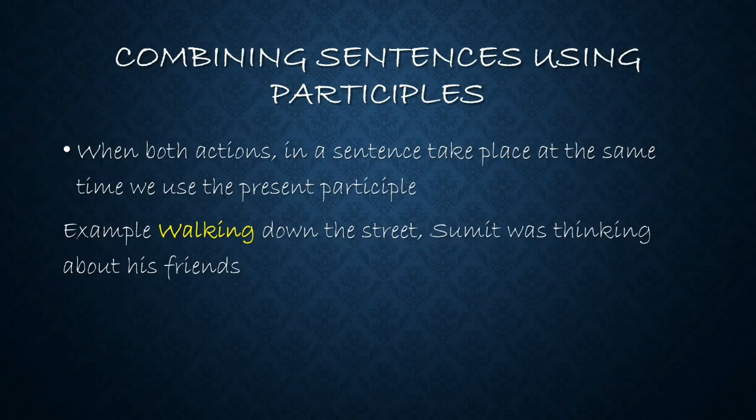The participles also, like infinitives, can be used for combining sentences. When both actions take place at the same time, then we use the present participle. For example, walking down the street, Sumit was thinking about his friends. In this case, both the actions were happening at the same time. Sumit was walking down the street and at the same time he was thinking about his friends. So in this case, a participle has combined both of the sentences.